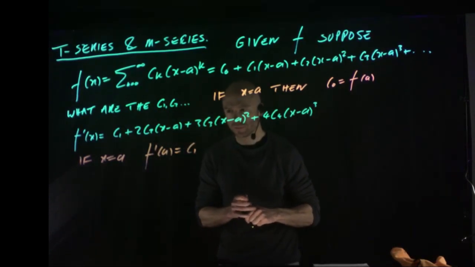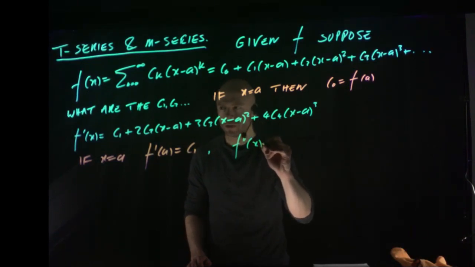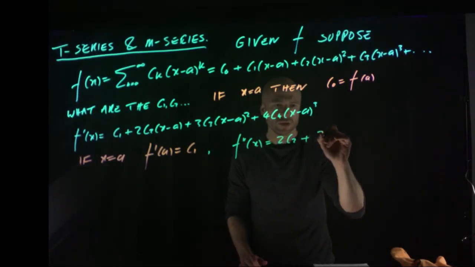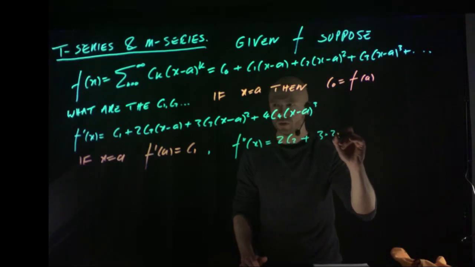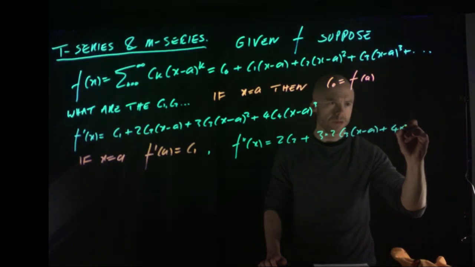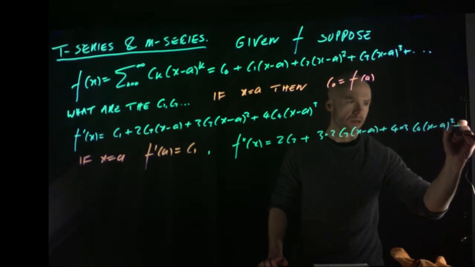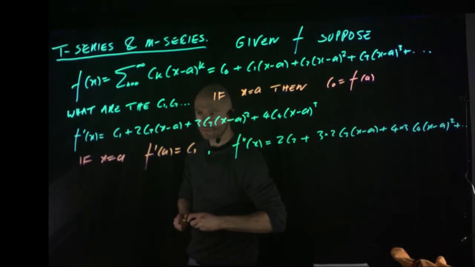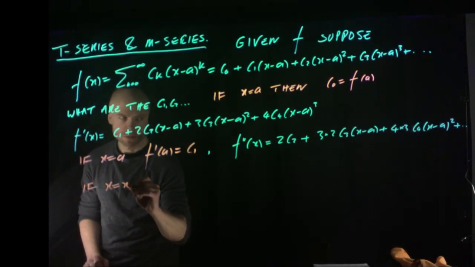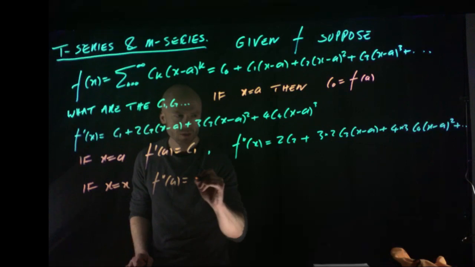Cool. And then we do this again. We differentiate again. f double prime of x, the constant term drops. And now the constant term becomes 2c2. And here we're going to have 3 times 2 c3 (x minus a). And then here we're going to have 4 times 3 c4 (x minus a) squared, and so on. Stick in x equals a, and we find straight away that f double prime of a equals 2c2.